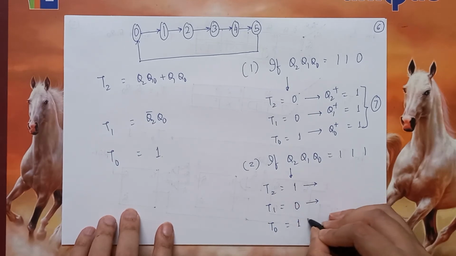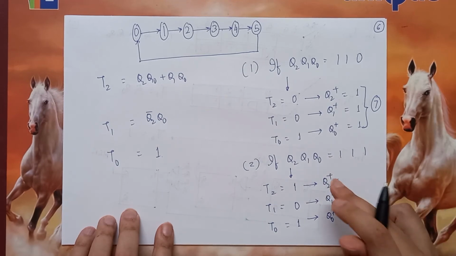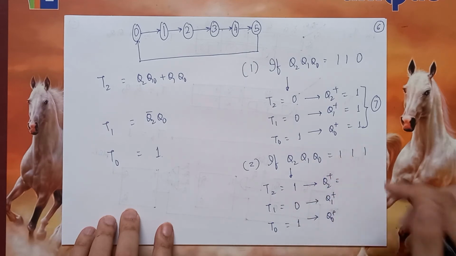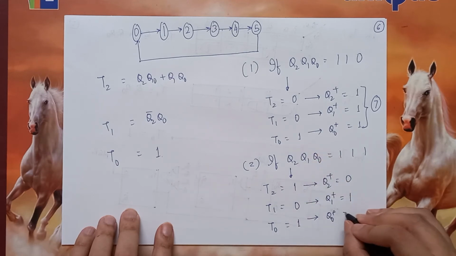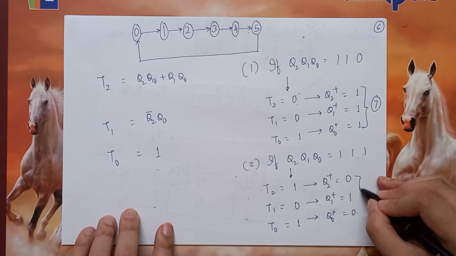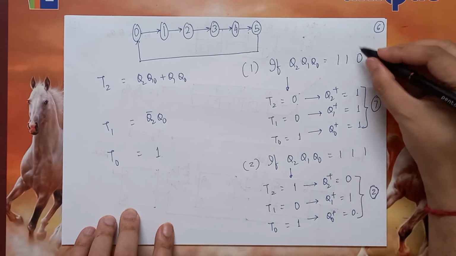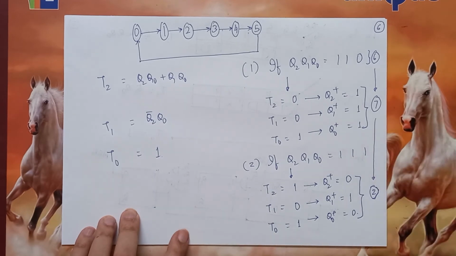So now let us try to predict what will be Q2 plus, Q1 plus and Q0 plus. T2 is 1, so Q2 plus will be the opposite of Q2, which is 0. T1 is 0, so Q1 plus will continue to be Q1, that is 1. And T0 is equal to 1, so Q0 plus will be Q0 bar, which is 0. So this means the next state is actually 2. So what we are saying is, if the present state is 6, the next state is 7, and if the present state is 7, the next state is 2.